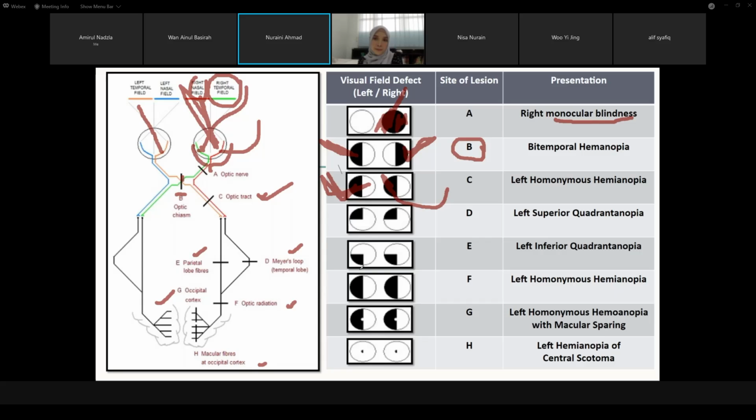Kenapa left? Tadi ingat tak saya tunjuk kat awal-awal tadi? Before slide ni, saya tunjuk ada left visual field dengan right visual field kan? So left, this is yang defect ni. Yang defect ni adalah left visual field. Ni kan right, ni kan left. So this is left visual field. Okay? Okay, harap semua faham.